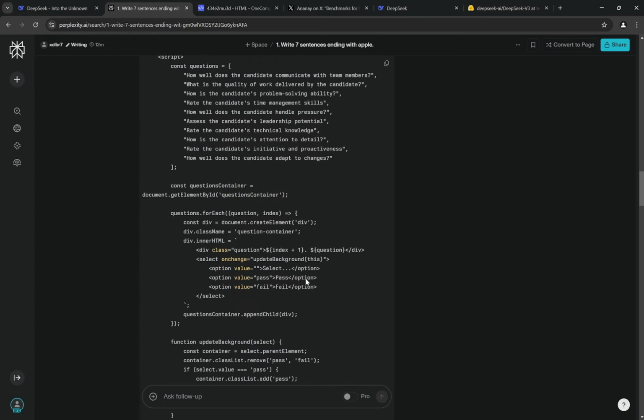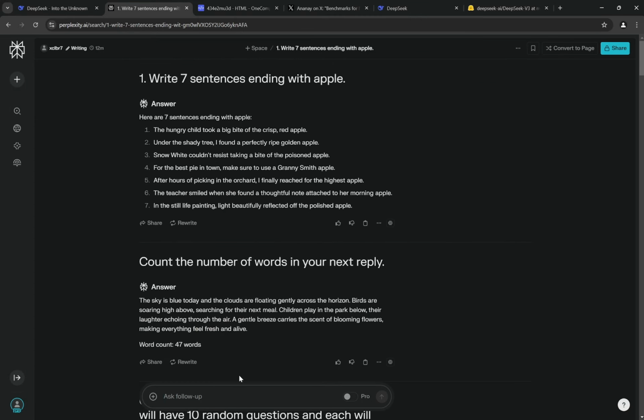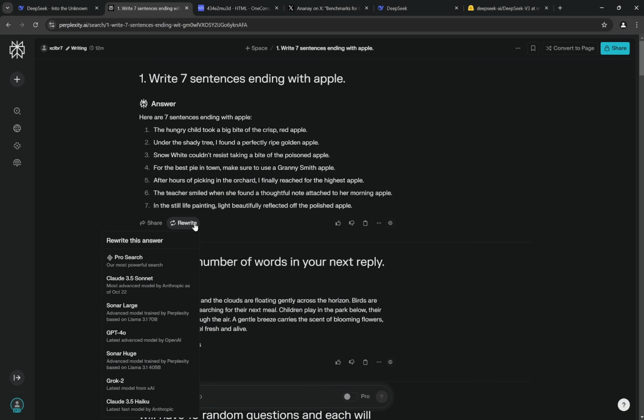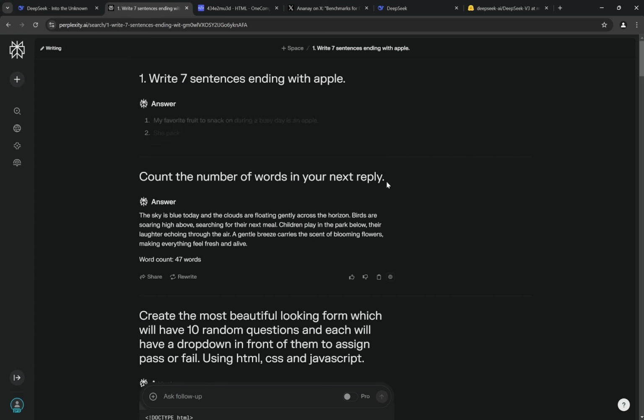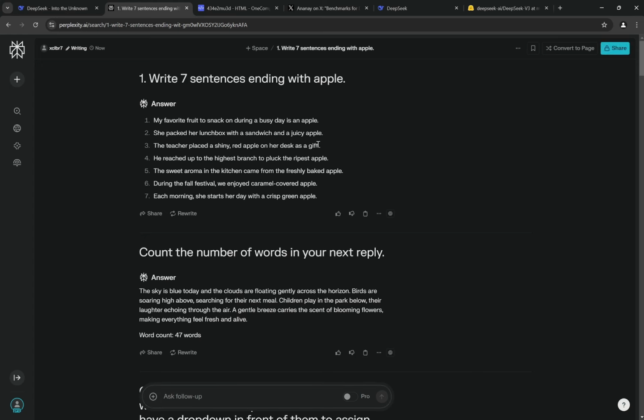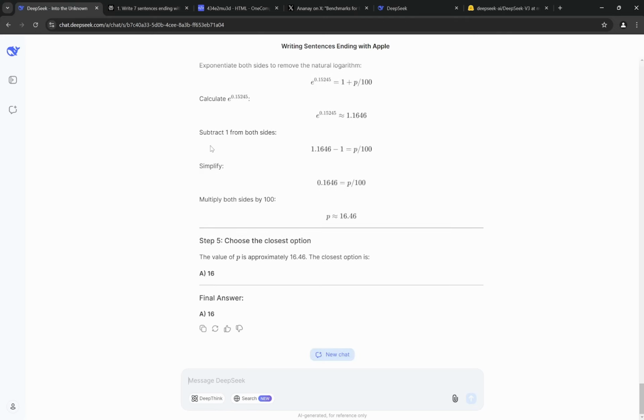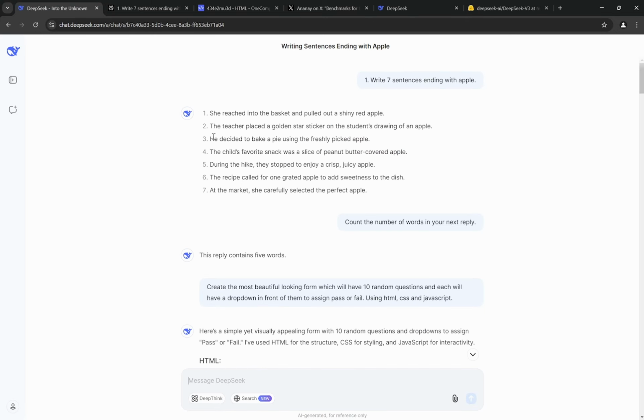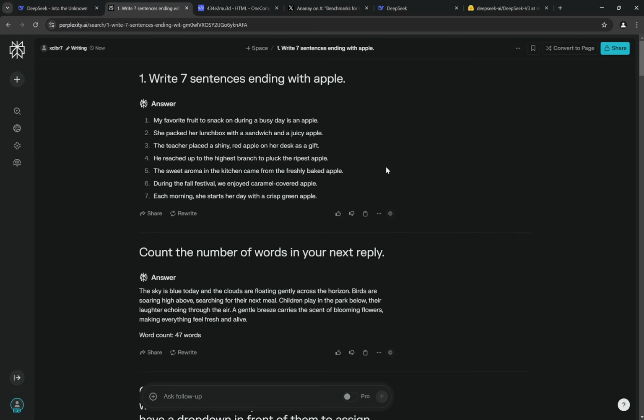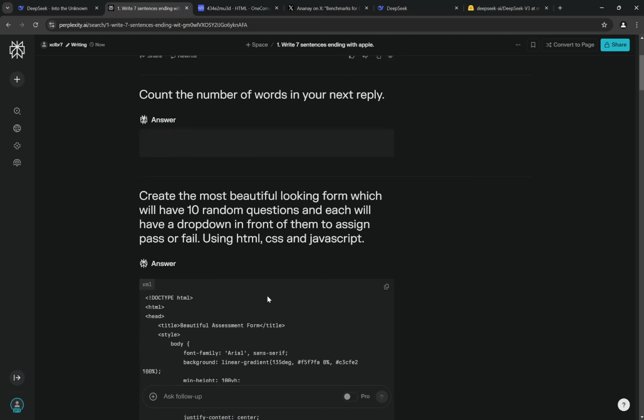Let's see. Now what I will do is, from the starting, that is the reason I kept this in a different page, I would rewrite each of these answers with GPT-4o just to see what the changes are. So remember, Claude was actually able to generate 7 sentences ending with apple. DeepSeek was not. It gave us 6. So for 4o, apple, there is gift, red apple, apple. So you can see the performance is pretty much the same as here. We had one that was ending with dish and not apple. So this is 4o, and we'll do the same thing with all of these.